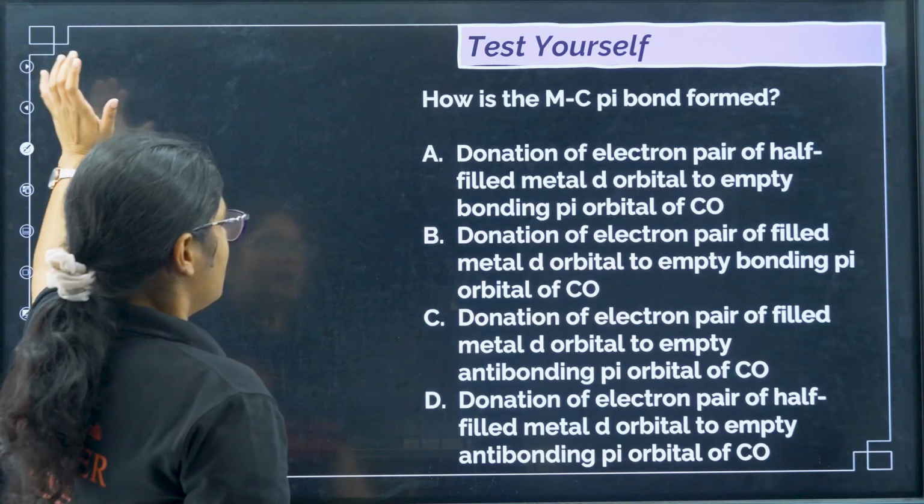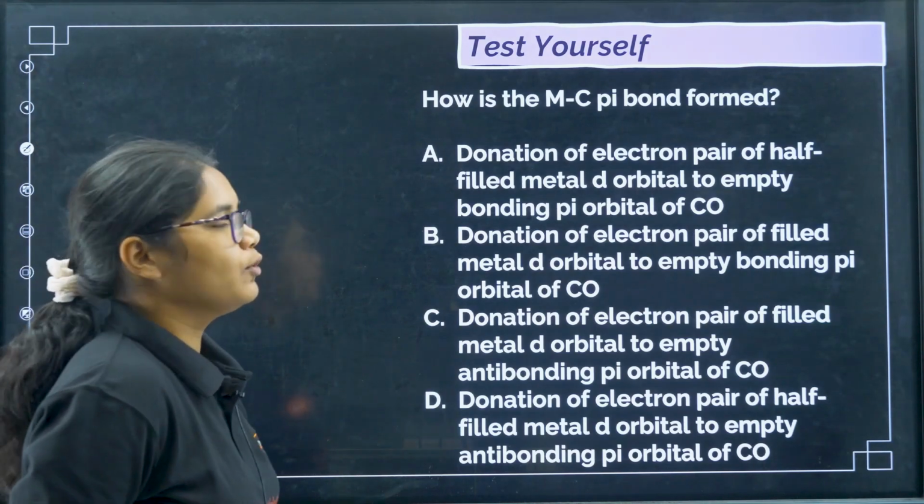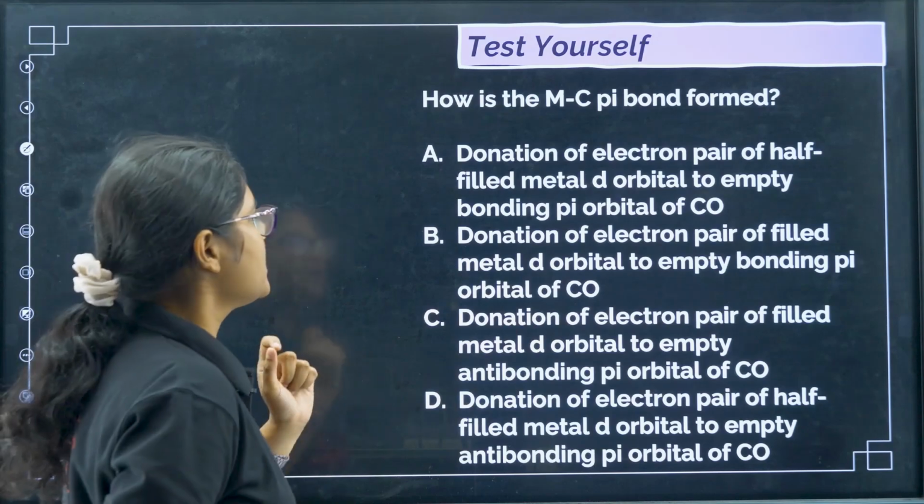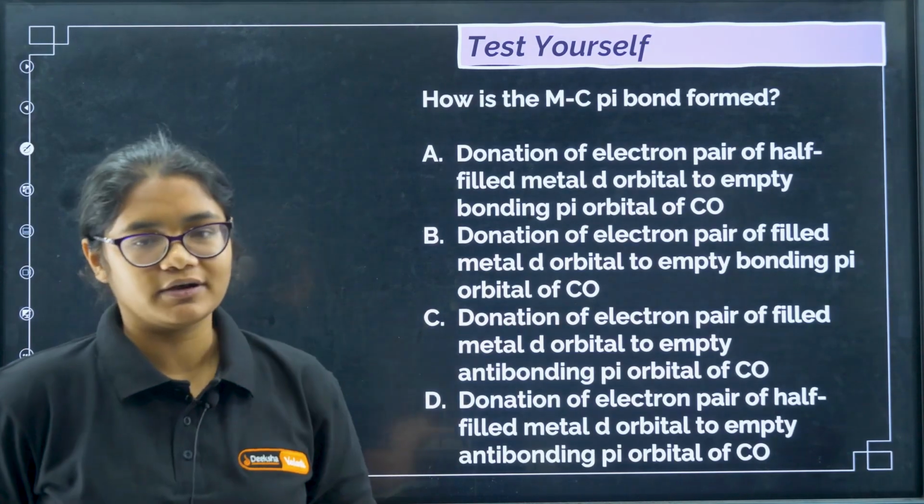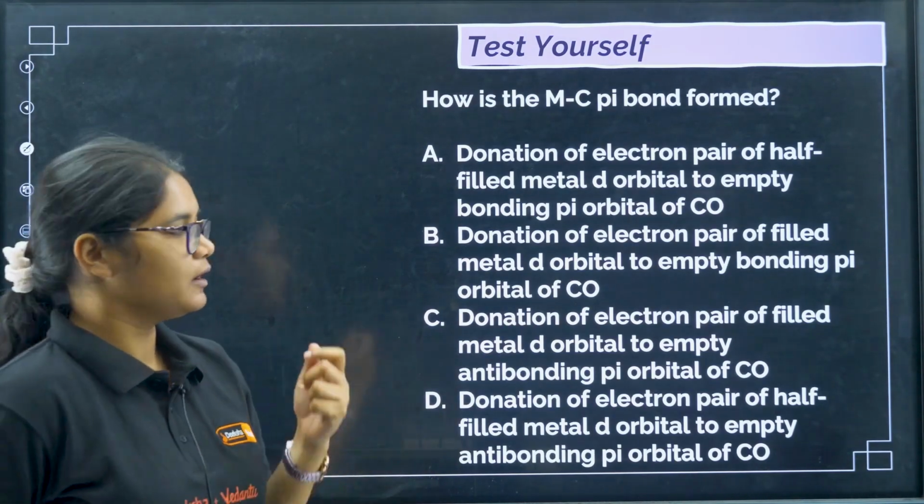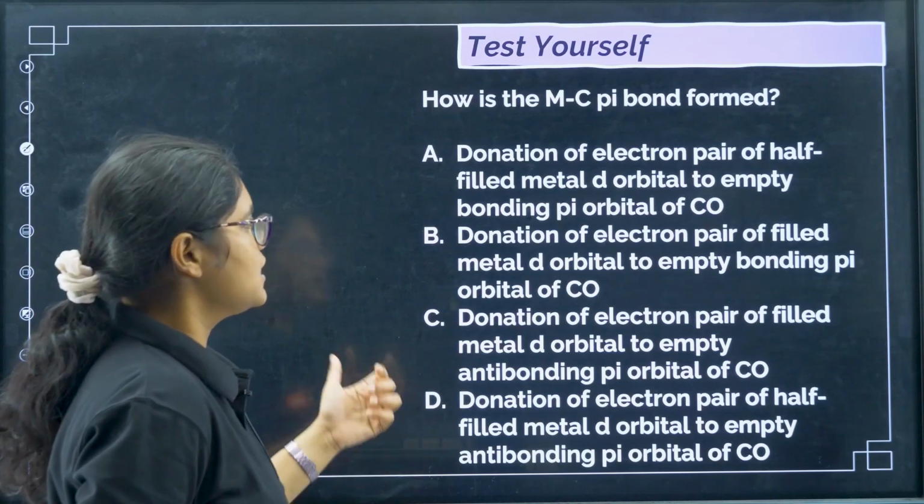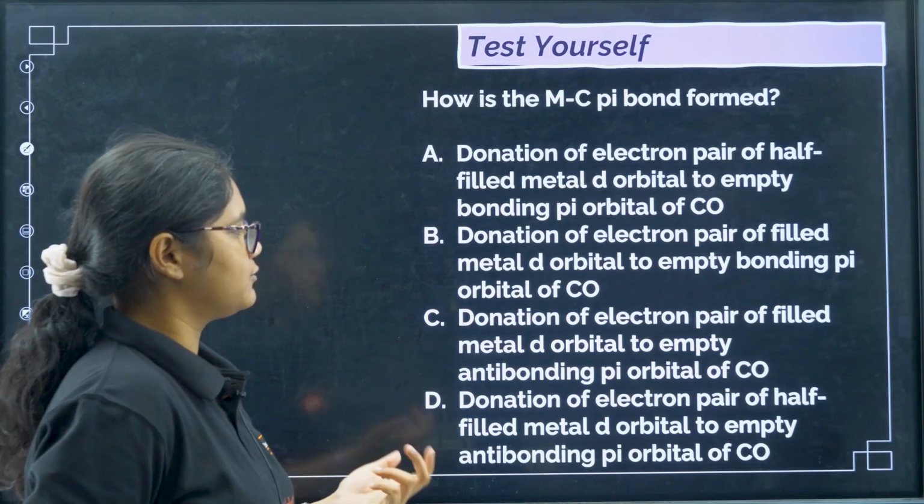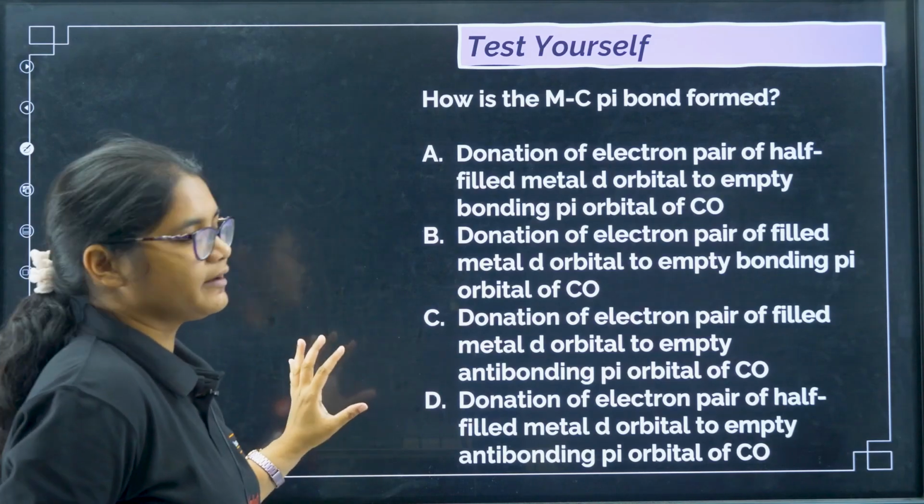Okay. Next, this is a homework question. I want all of you to try this question and answer in the comment section. How is the M-C pi bond formed? We have discussed the sigma bond, but how is the M-C pi bond formed? By donation of an electron pair of a half filled metal d orbital to empty. So you can read the options and try this question.